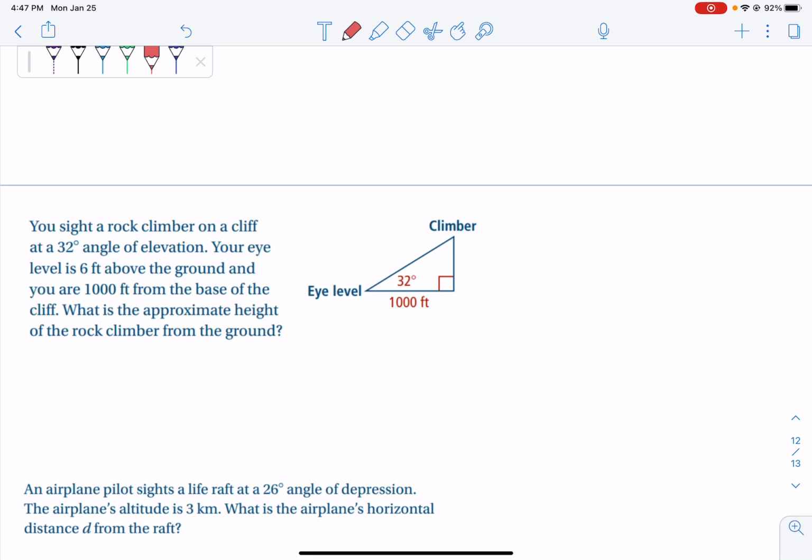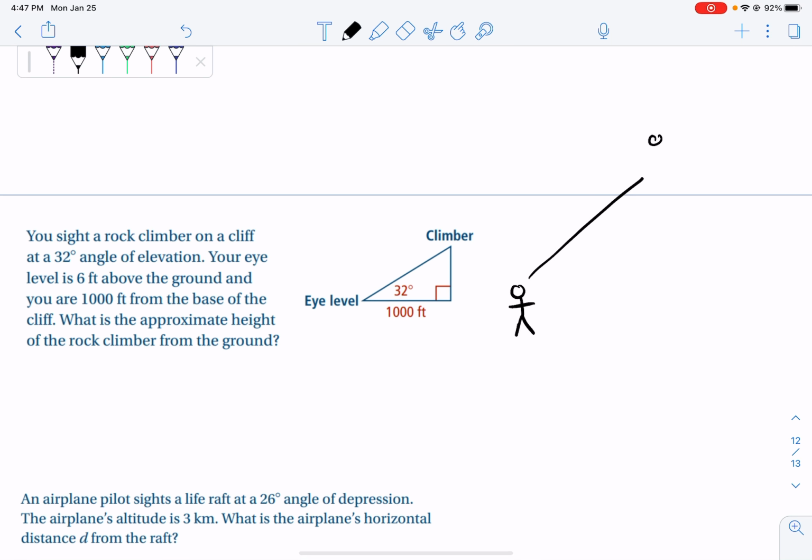So in this problem, it says that you sight a rock climber on a cliff at a 32-degree angle of elevation. Okay, so I am standing here, and I know there's a picture, but I'm standing here, and I see a rock climber up here. So here's a person hanging for dear life onto a rock. And that angle, when I look up, that angle that I just made is 32 degrees. And again, I know there's a picture, but I like my own pictures.